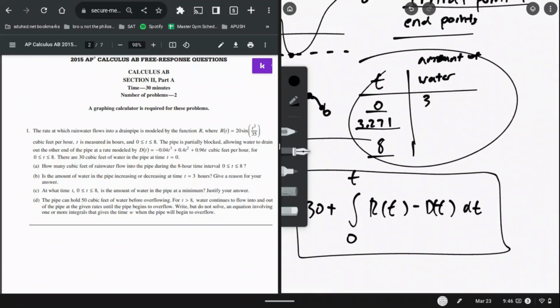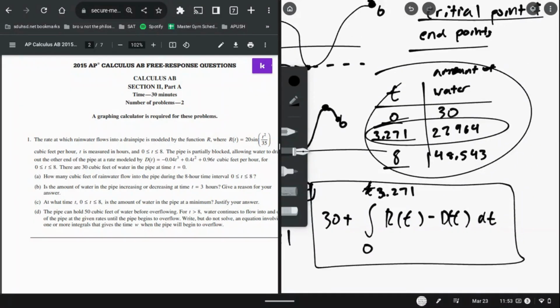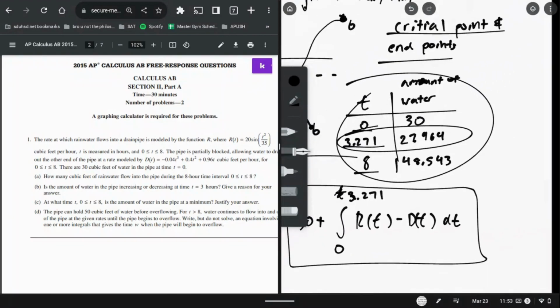So since at t equals 0, there's 30 cubic feet of water, at time 0 there's 30 for the amount of water. And then if you're plugging in t equals 3.271 hours, you're going to get 27.964 for your amount of water. And then if you plug in 8 into that integral plus 30, you're getting 48.543. So as you can see here, our lowest value is actually at t equals 3.271, which gives you the lowest amount of water, which is 27.964.